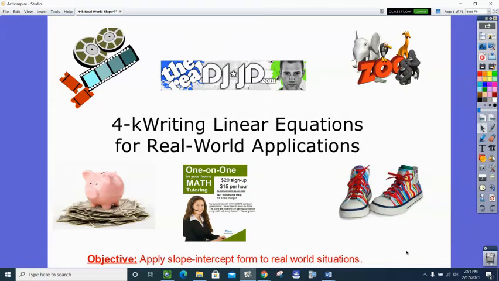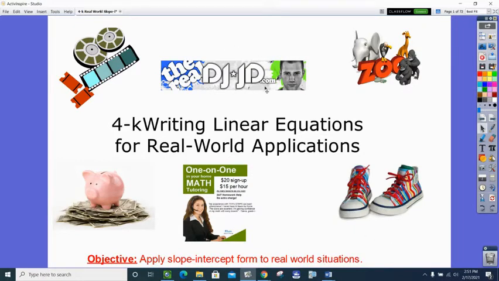For the final section of Unit 4, we're going to see where we use slope, rate of change, y equals mx plus b. Where does all of this get used in the real world? So we're going to apply our slope-intercept form to real-world situations. Now you might remember this DJ.